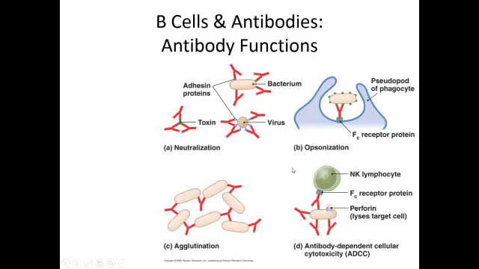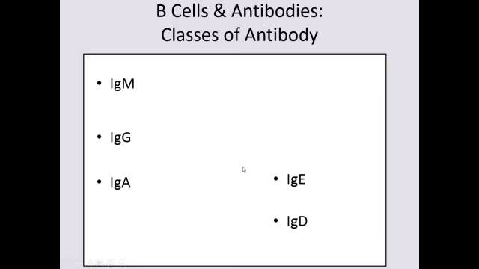Now for 2 functions that are not on here, but which we talked about in the last chapter. Antibodies are also important in the activation of complement. Remember, that would be the classical pathway. And also they are mediators of inflammation. Now on to the classes or types of antibody.